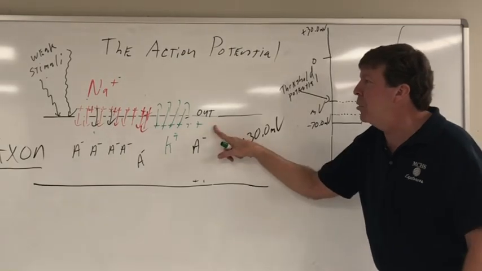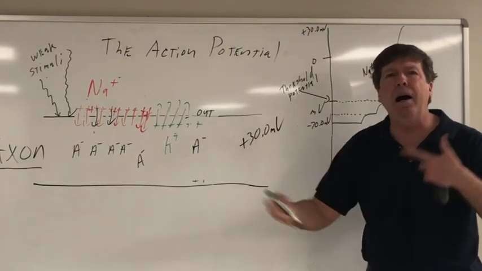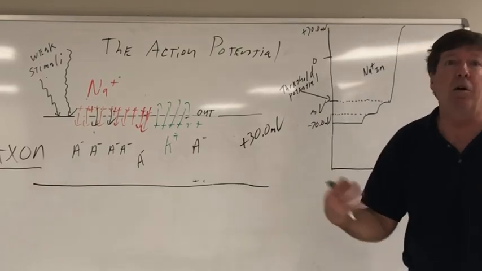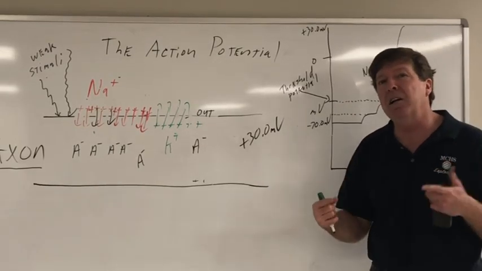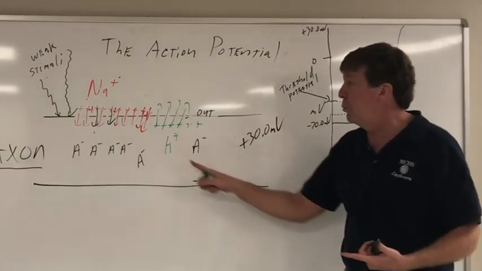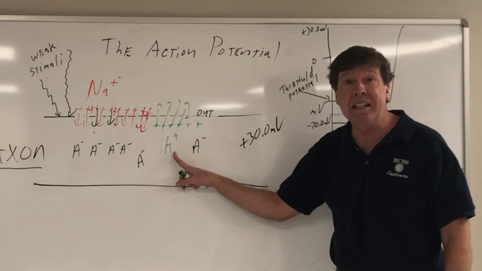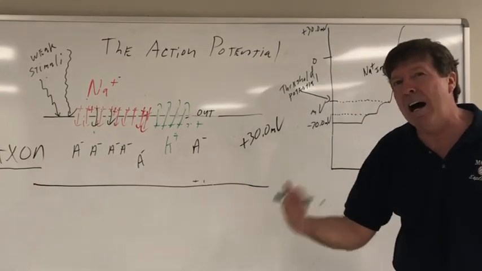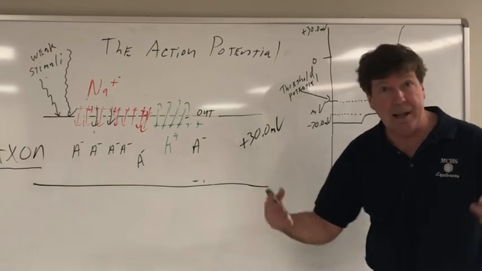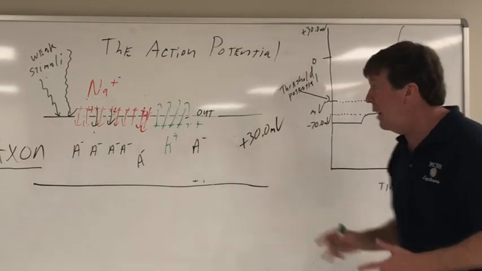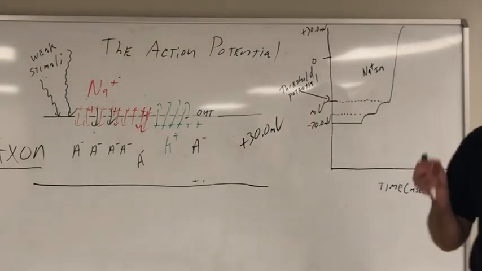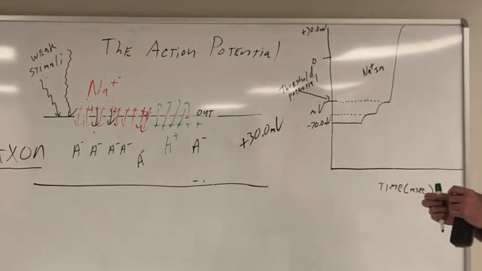Why is the sodium or potassium so ready to get the heck out of Dodge there? We've already said electrostatic repulsion, but there's also a diffusion gradient. Remember, we've got high potassium on the inside here, so it's going down its diffusion gradient as well as being pushed by electrostatic repulsion. So this is all happening in very, very short periods of time, in terms of milliseconds.